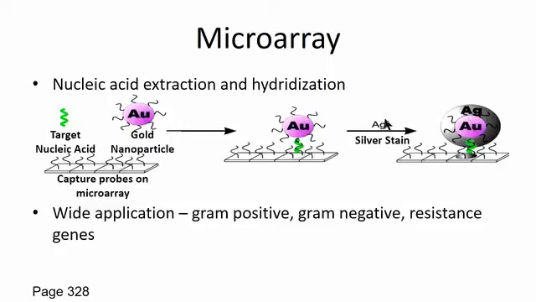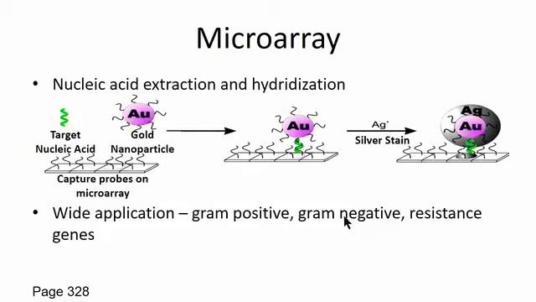The good part is that it's fully automated. You basically stick it in and it spits out a result. It has really wide application. So this is really the first system to be able to give us resistance gene information. So it can identify gram-positives, gram-negatives, and also resistance genes. It's similar to the other products.